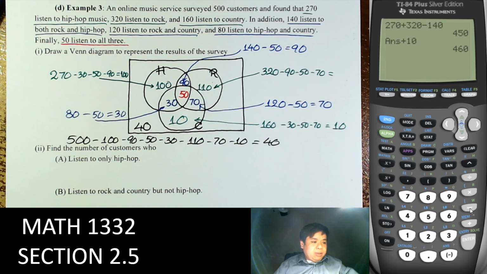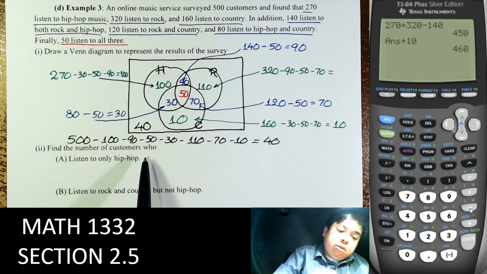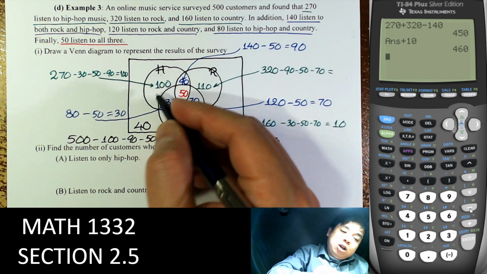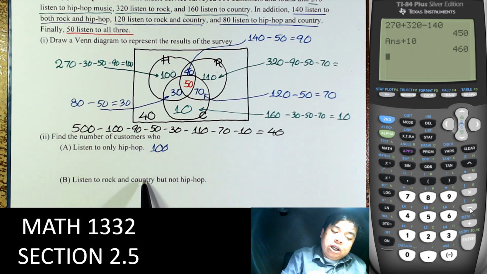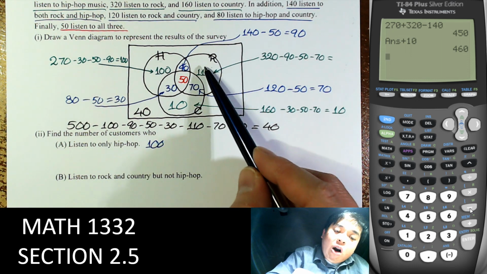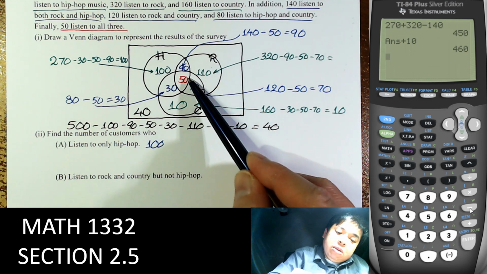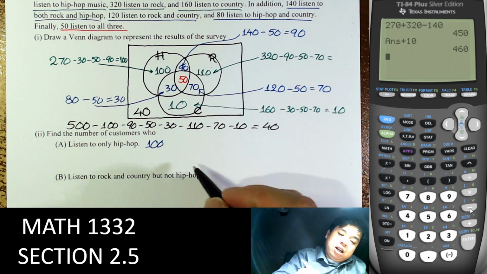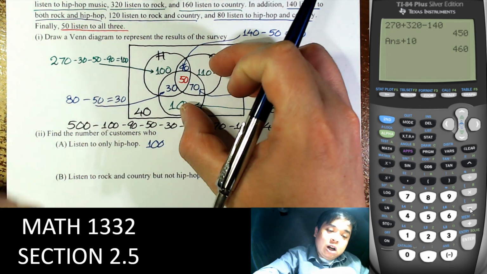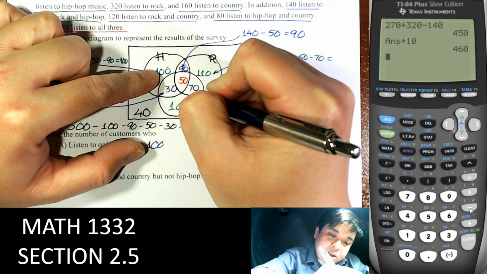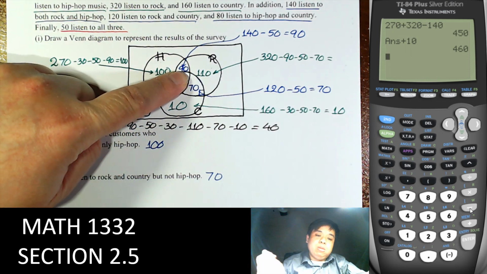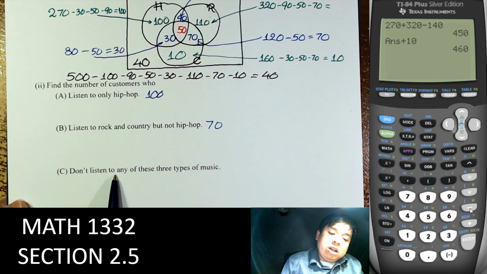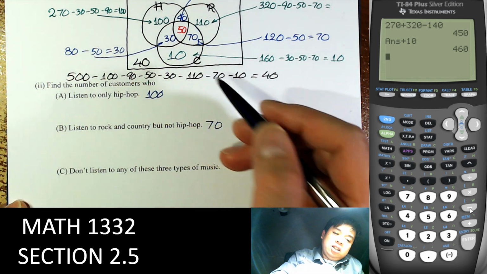So that's good. Now when we have all of that, the rest will be easy. Find the number of customers who only listen to hip hop. That will be 100. Listen to rock and country but not hip hop. Rock and country but not hip hop, so I have to take out 50, so that will be just 70. Rock and country, we talk about this one, but take away the 50 in hip hop, so we have 70 left. Don't listen to any of these three types of music, that will be 40.